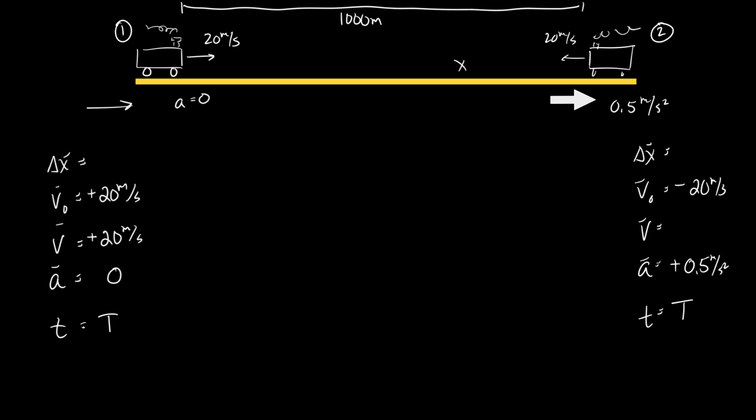In addition, and here's where you have to be a little more thoughtful, train 2 is going to travel this distance, and train 1 is going to travel this distance. Give one of them a name. Give me a variable to use for one of these 2 distances.